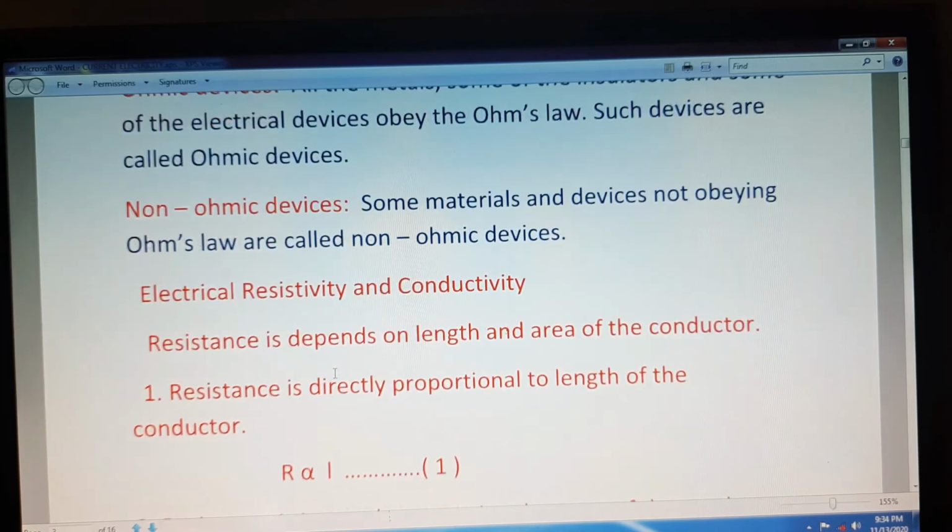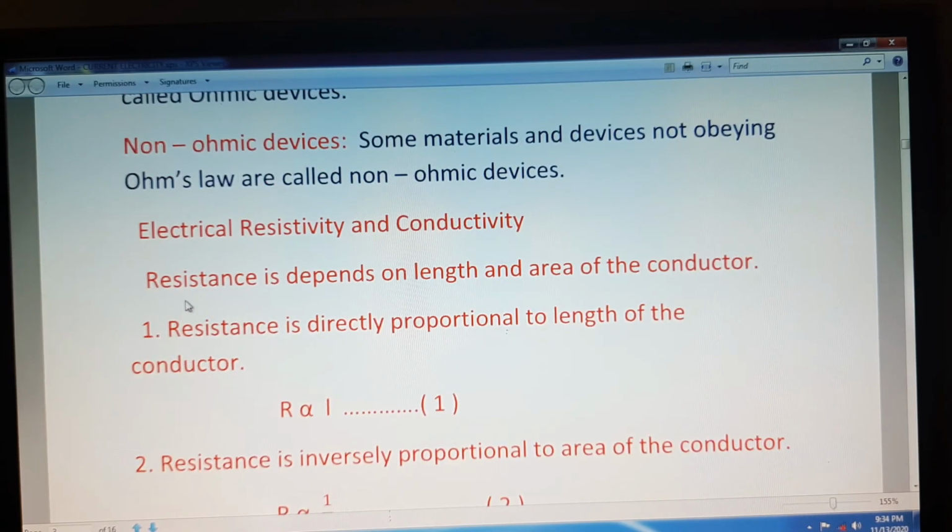The next one is electrical resistivity and conductivity. Already we know resistance and conductance. In the same manner we can define resistivity, which is also called specific resistance, and the second term is conductivity. Already we discussed that resistance depends on the dimensions of the conductor. What are the dimensions? Length and area.